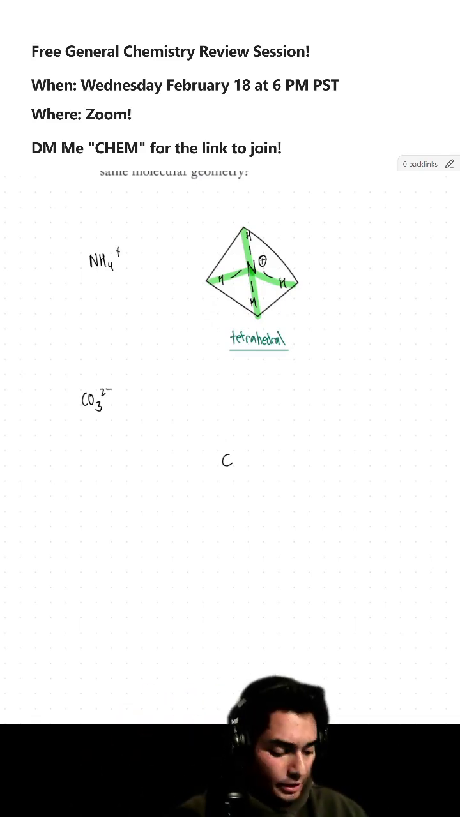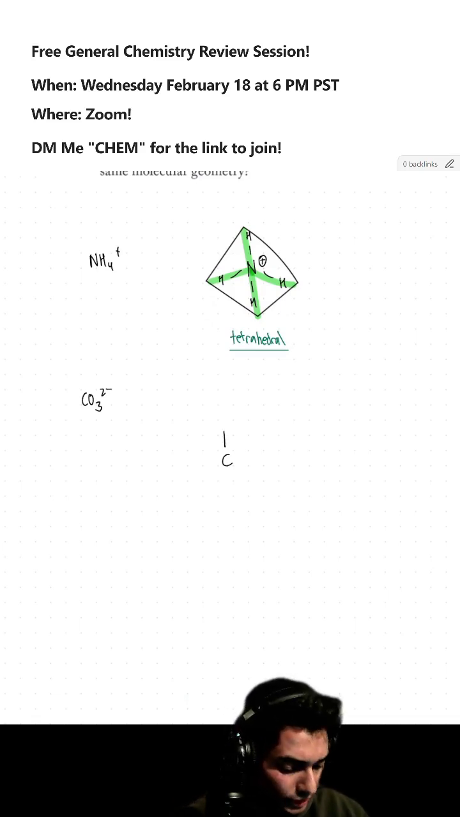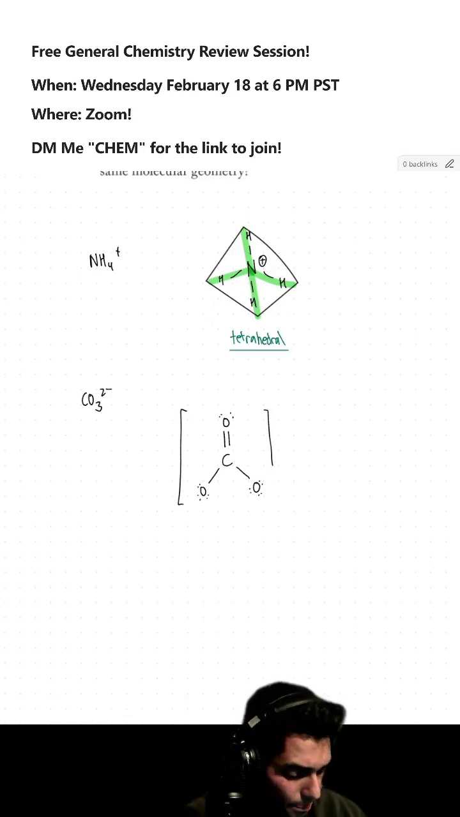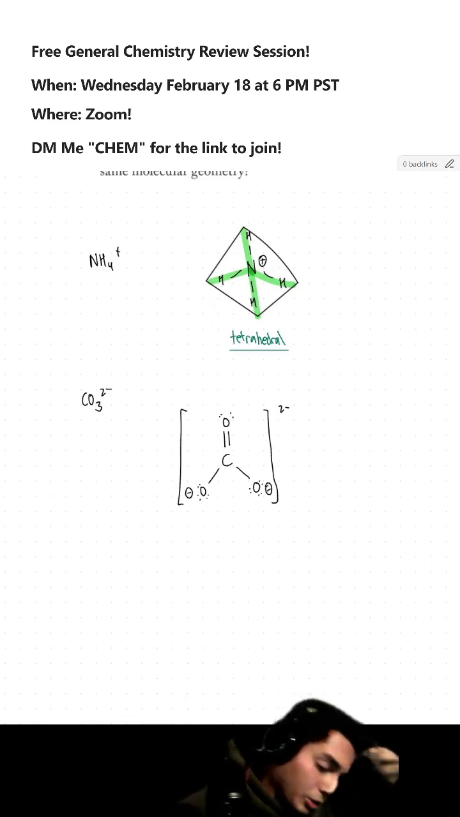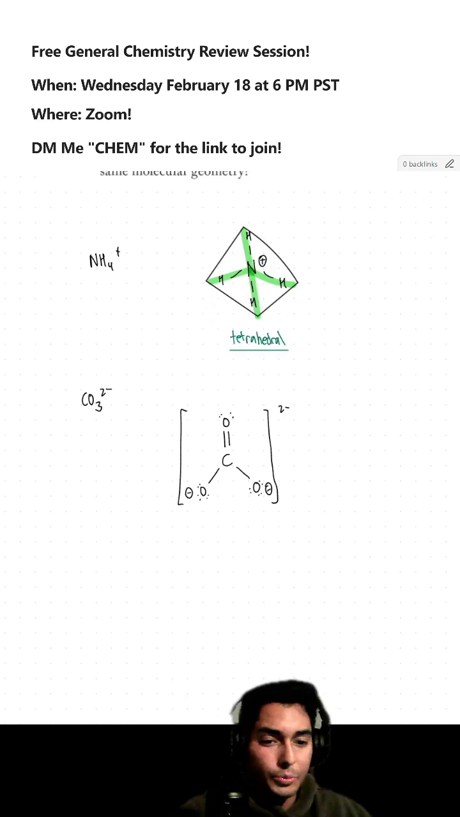So if you recall the Lewis structure for CO3 2-, remember I put C here in the middle and then oxygen here on the sides. And then I'm going to put a bracket here to indicate the 2- charge. Okay? So that's going to be my CO3 2- here.